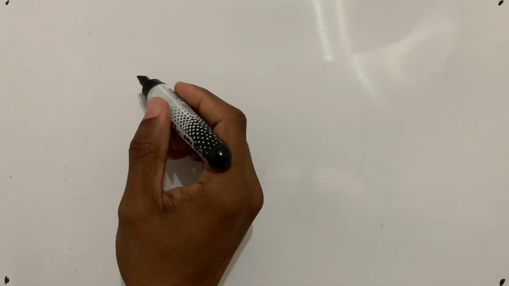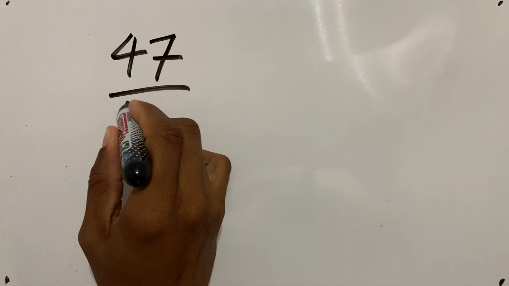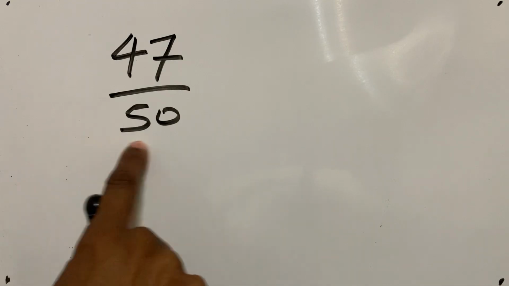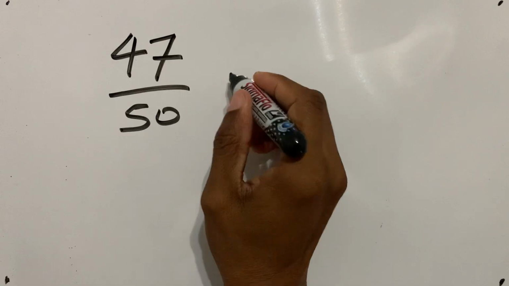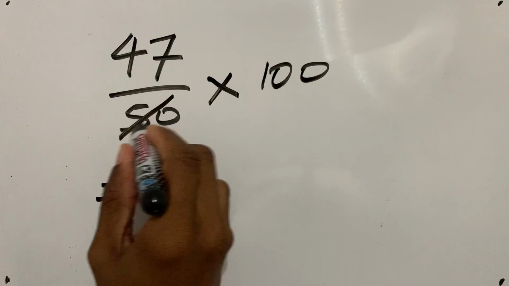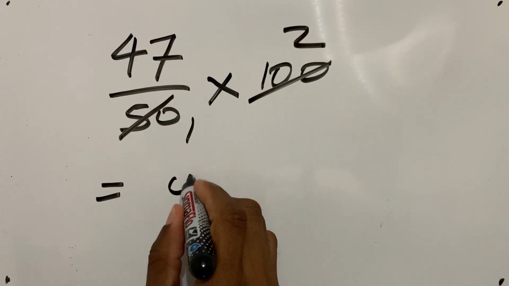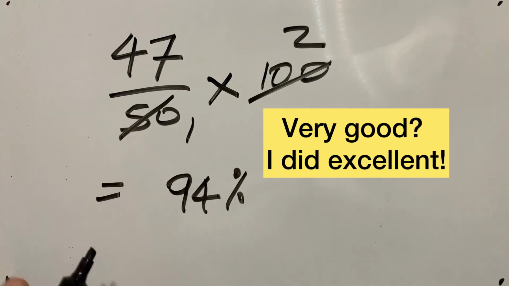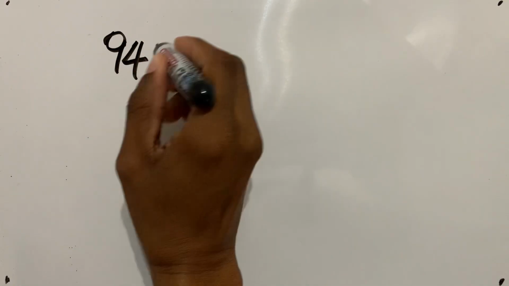If you did a next test and you got 47 out of 50, which means you did a test with 50 questions and you got 47 correct, what was your percentage? You just multiply this by 100. 50 into 50 goes 1, 50 into 100 goes 2. 2 times 47 gives you 94. So on that test, you did very good. You got 94%.